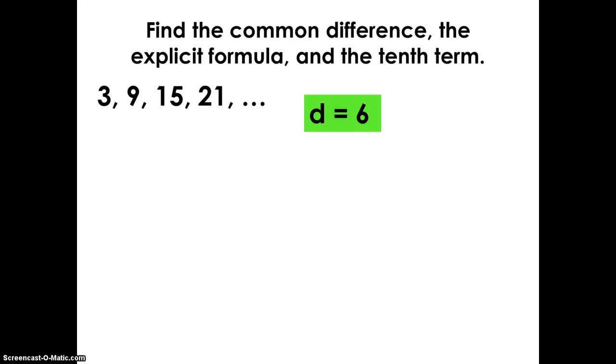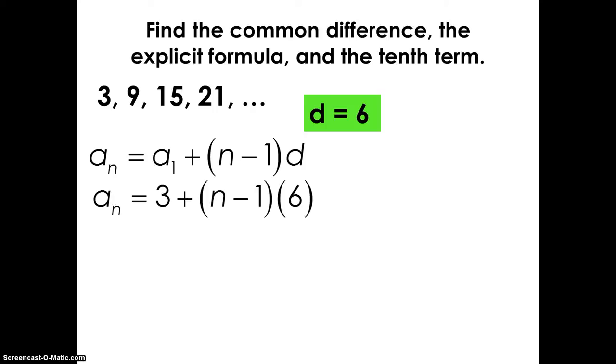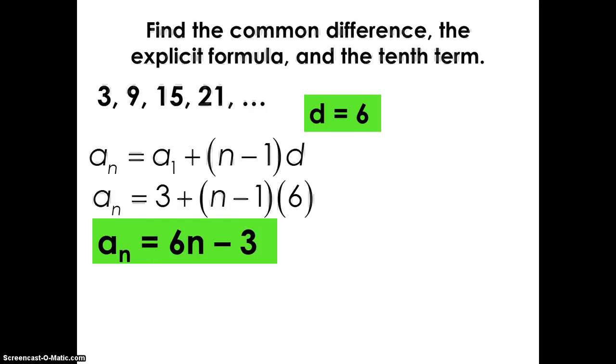so my common difference is 6. Now I have to use my explicit formula for an arithmetic sequence, which is a sub n is equal to a sub 1 plus n minus 1 times d. So I plug in the information I know. I know the first term is 3. I know that my common difference is 6. Okay, now that is not my explicit formula for an arithmetic sequence yet. I have to simplify it by distributing the 6 and then combining my like terms. So I will get a sub n is equal to 6 times n minus 3.